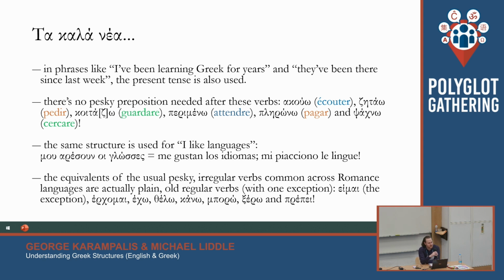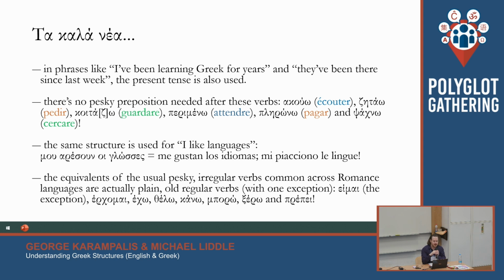And then there are lots of words in English that require a preposition that in Romance languages and in Greek have no preposition. So we have ακούω, ζητάω, κοιτάζω or κοιτάω, περιμένω, πληρώνω, ψάχνω. No preposition. You might hear πληρώνω για or ψάχνω για, but yeah, good news.